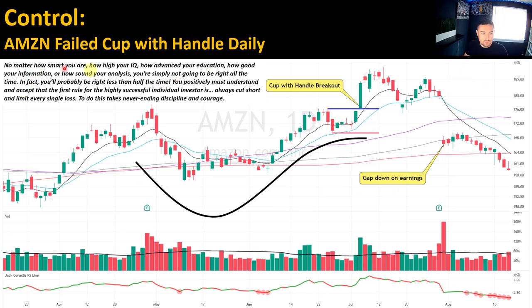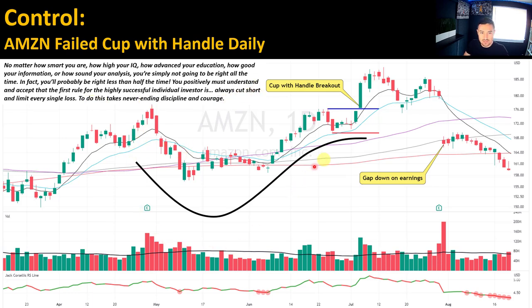So, Amazon failed cup with handle on the daily. No matter how smart you are, how high your IQ, how advanced your education, how good your information or how sound your analysis, you're simply not going to be right all the time. In fact, you'll probably be right less than half the time. You positively must understand and accept the first rule for highly successful individual investors: always cut and limit every single loss. To do this takes never-ending discipline and courage.